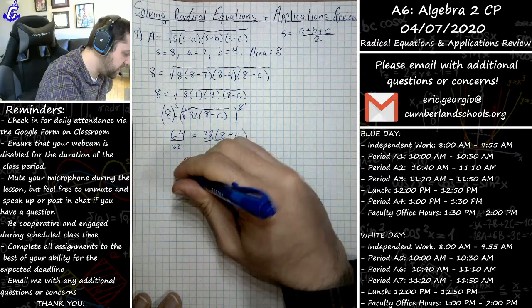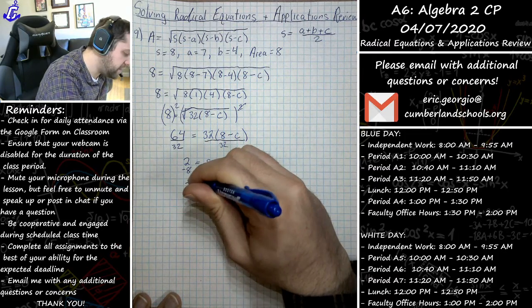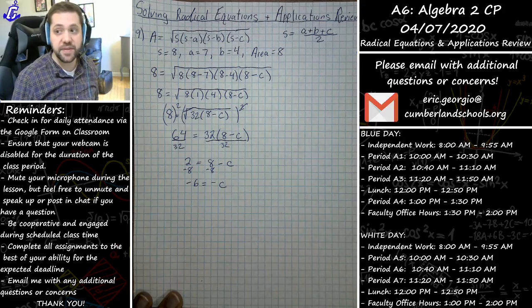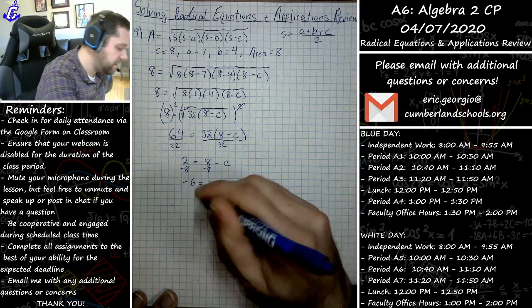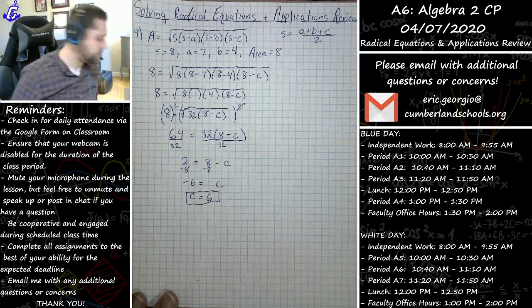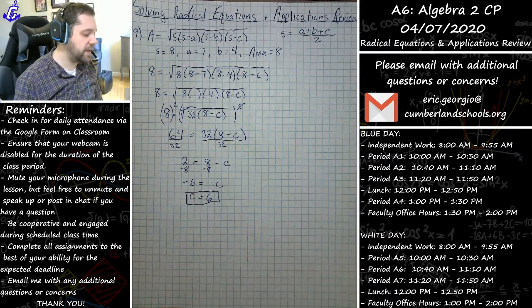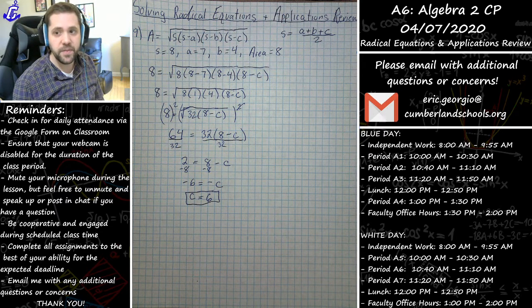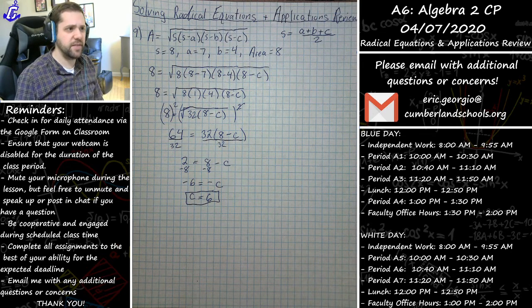Subtract 8 from both sides. You get negative 6 is equal to the opposite of C. And if negative 6 is equal to the opposite of C, then it makes a lot of sense that C would equal positive 6. So that means any triangle like this that would have one side length of 7, one side length of 4, and an area of 8, the other side length would have to be 6. Any questions, comments, concerns about that?